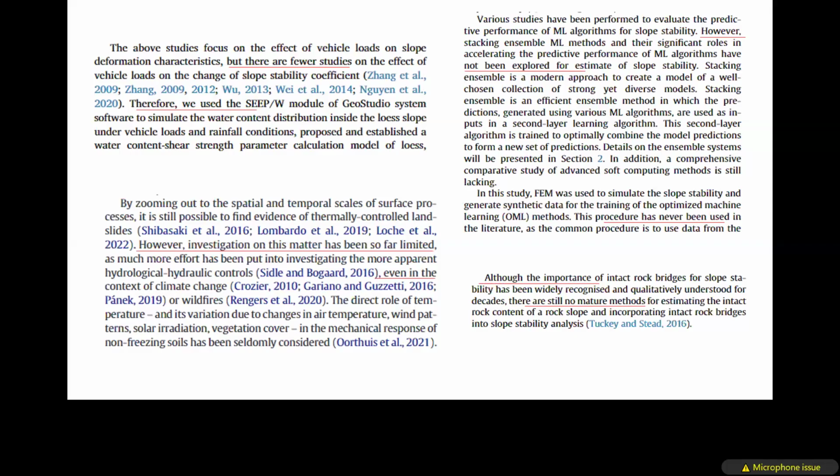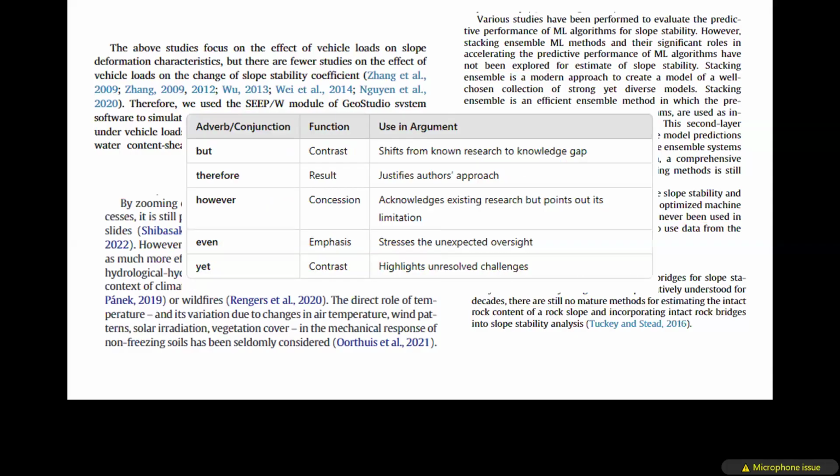Next slide, please. Now, the next slide gives you a very simple summary. There are certain words that you can make use of in this particular slide: therefore, however, even, and yet, and how they can be used in writing, right? Can we go to the next slide?